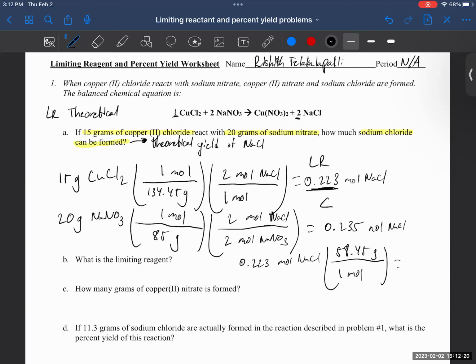What would be the sig figs here? Y'all help me out with the sig figs? 2 sig figs, exactly. So 13. grams of NaCl. The decimal point just indicates that there are digits after the decimal, so it's not just 13, like exactly 13. So yeah, that is how you do number 1A.